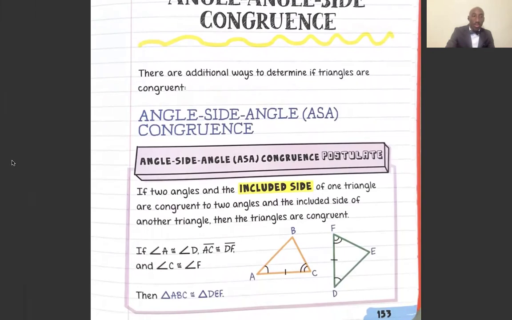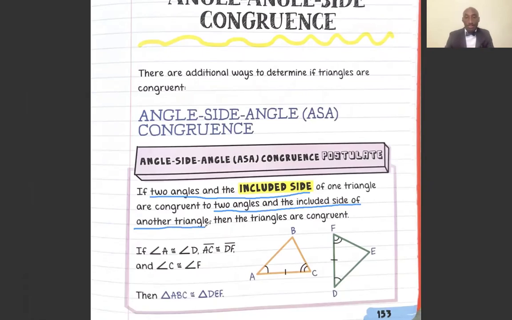So let's break this down like normal. If two angles and the included side of one triangle are congruent to two angles and the included side of another triangle, then the triangles are congruent. What does that mean to be included, right? The included side is a side between angles. It's a side between angles.